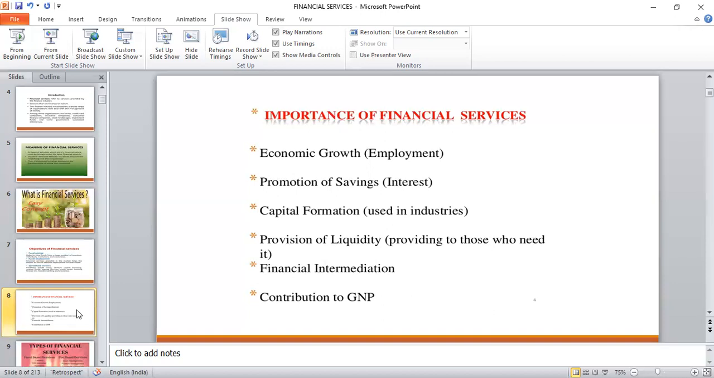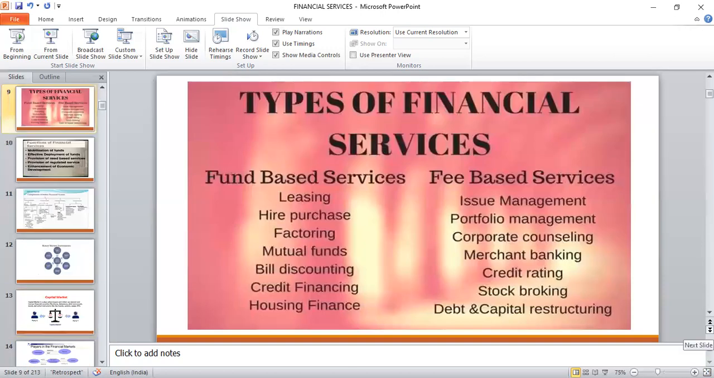Yes, fine. The next slide tells about the types of financial services, which is the important part of financial services. On what basis do we provide financial services? I've just split it into two different service categories: fund-based services and fee-based services. What comes under fund-based services and what comes under fee-based services, we will discuss. I'll list out the things first, and then we will discuss them one by one in the upcoming sessions. So the first one, fund-based services.